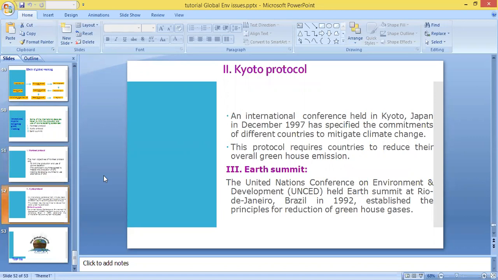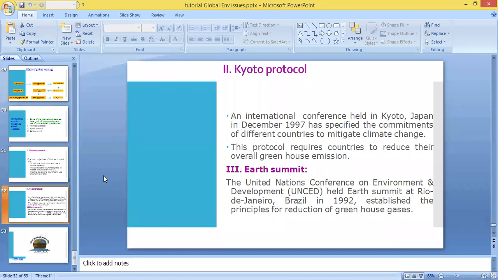The Kyoto Protocol was held in Kyoto, Japan in December 1997, and it specified the commitments of the different countries to mitigate climate change. This protocol requires countries to reduce their overall greenhouse emissions. So a specific benchmark was made, and to adhere to those benchmarks, it was suggested that certain greenhouse emissions should be controlled by the country as a whole. It is a moral responsibility of the entire country to see to it that the emissions are kept under check. And the third one was the Earth Summit.